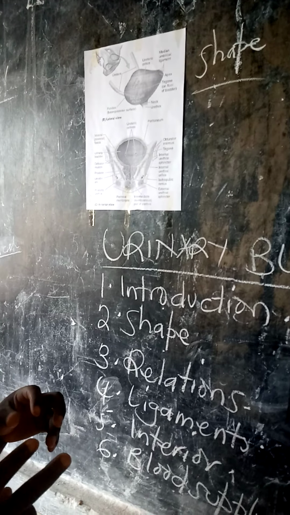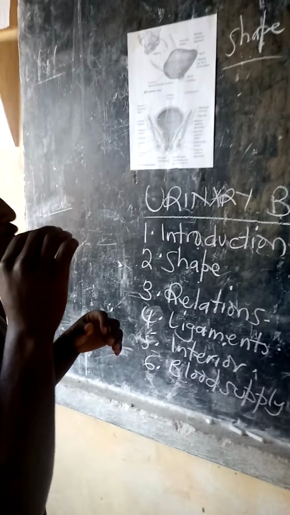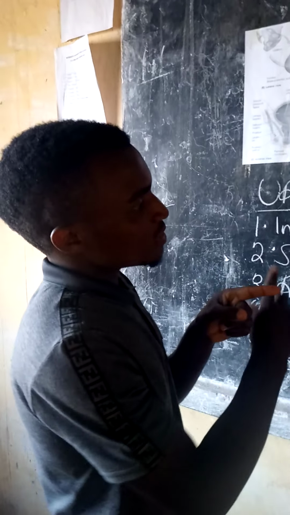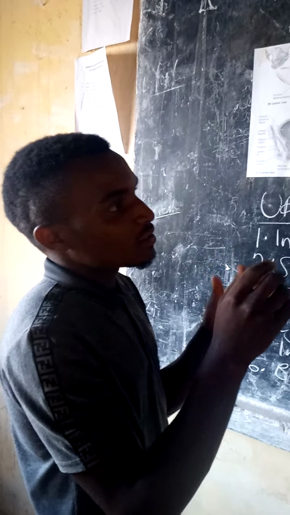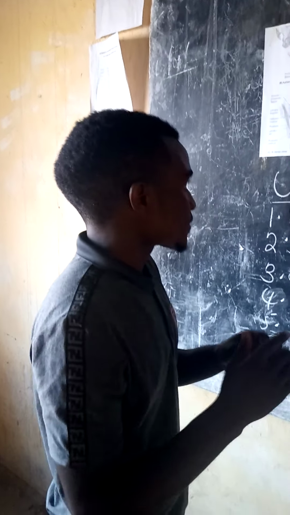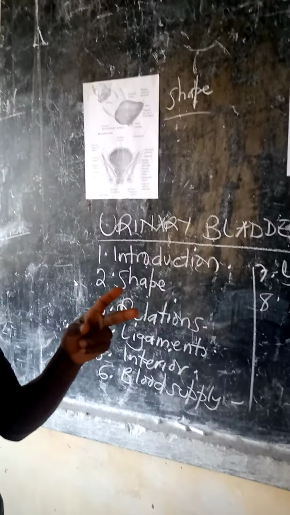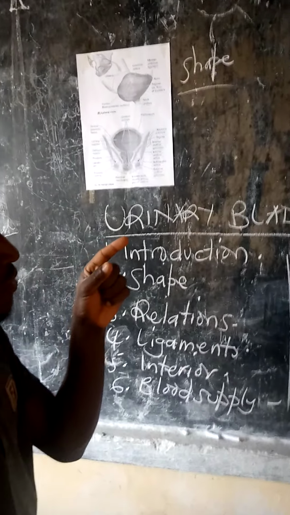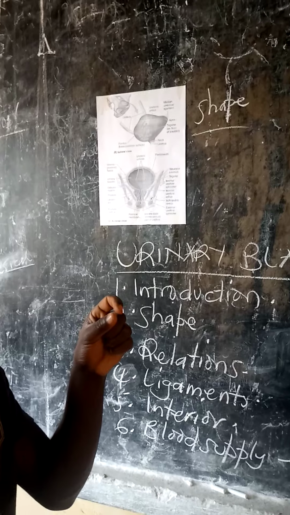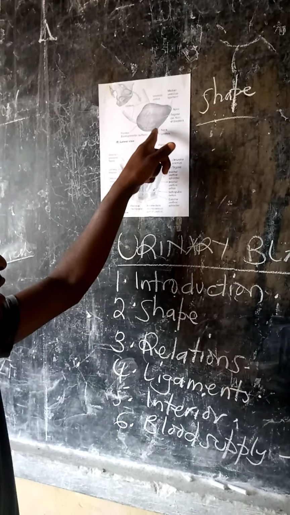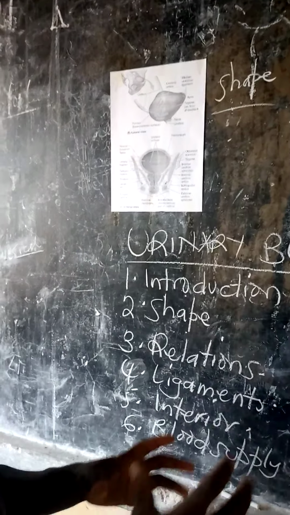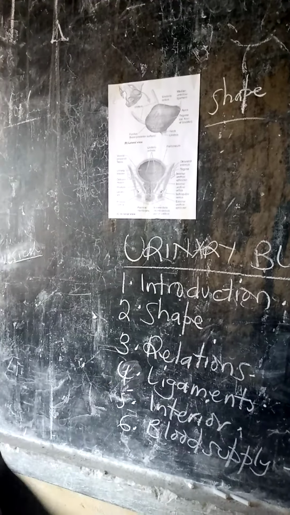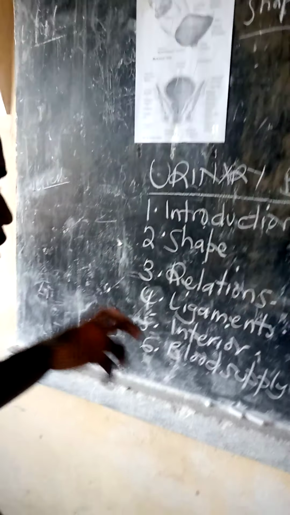It has 4 surfaces. One, I said, is the antero-inferior surface, then the supero-posterior surface, and 2 lateral surfaces. Then it has 2 angles, only 2 angles this time. It has the apex, which is the anterior angle. Then it also has the inferior angle, which is the neck. So that means when the bladder distends, the 2 supero-posterior angles disappear. So that is it about the shape.